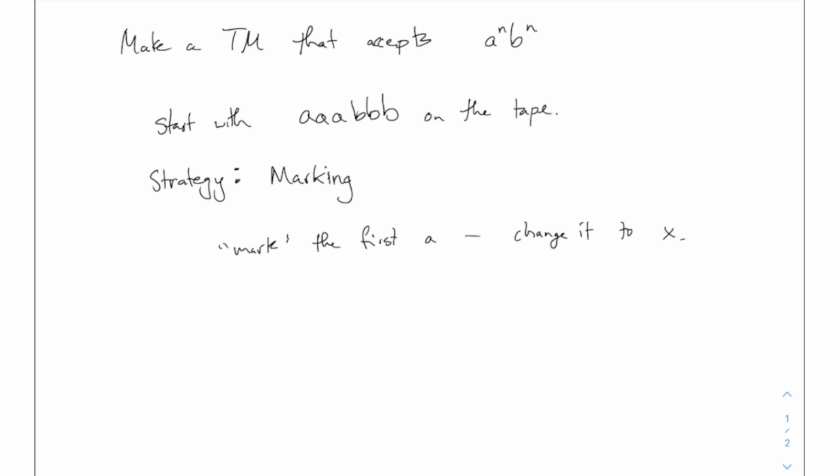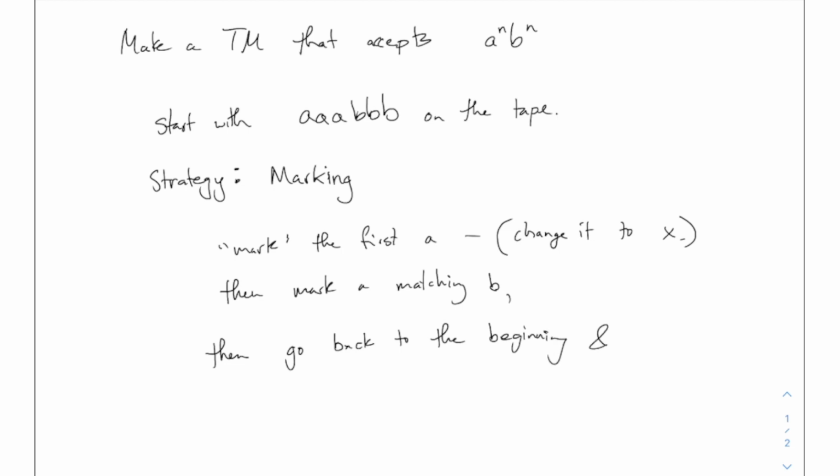All right, so you mark the first A. What I mean by mark is you change it to an X, and then mark a matching B, and then go back to the beginning, and repeat. And then somehow we'll decide once we get to it how exactly you tell when you're done, etc. All right? This is the general strategy though.